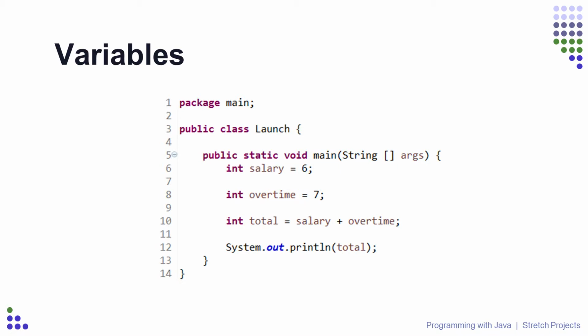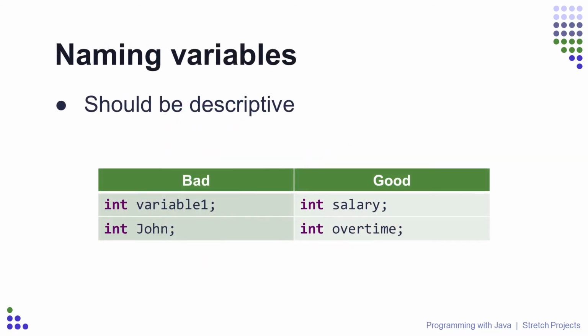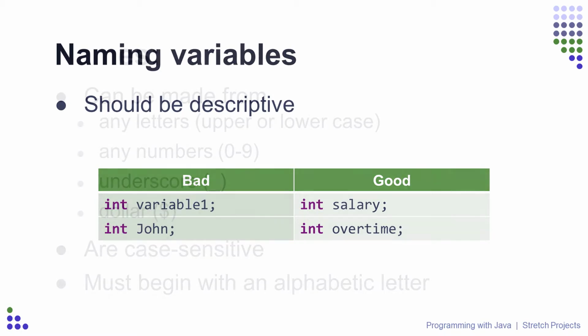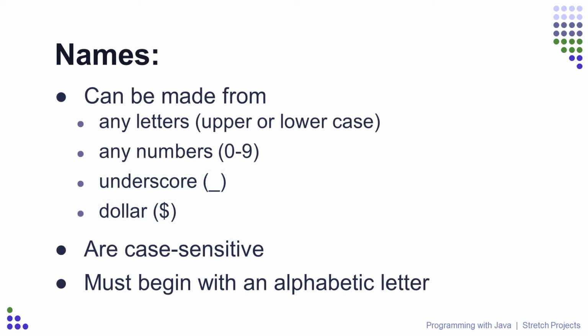Now we've used number 1, number 2 and total here as our variable names, but you can use any name you want to. Do try to make sure that your names for variables make some sort of sense though. If you create a variable called variable 1 or John, you're not going to remember what that variable is for in a few weeks. You'll just end up spending a lot of time trying to figure out what you were doing. But if you called your variable salary and overtime, you're much more likely to remember exactly what they're doing very quickly.